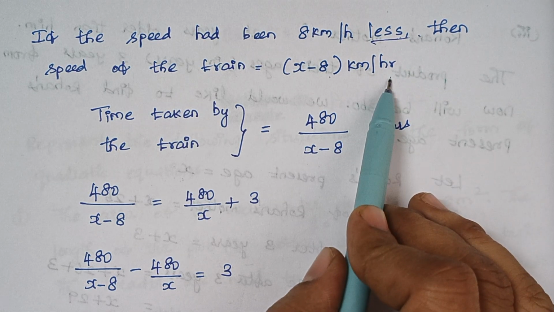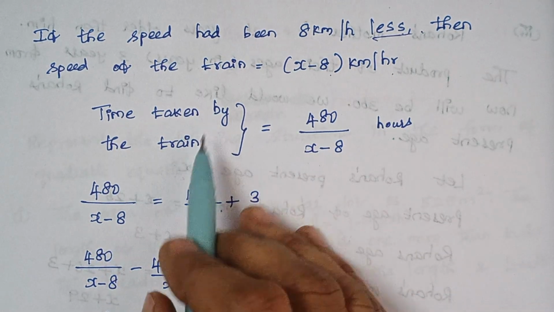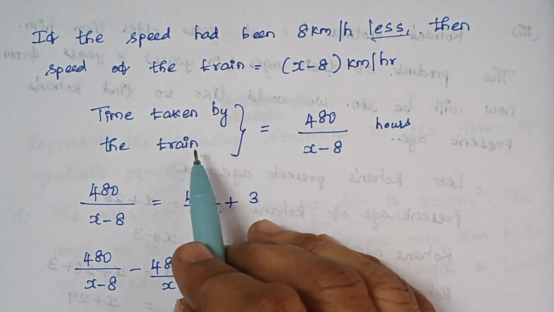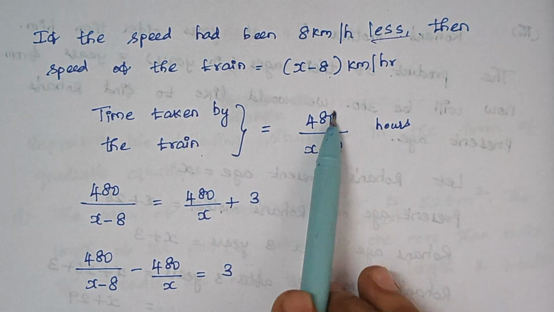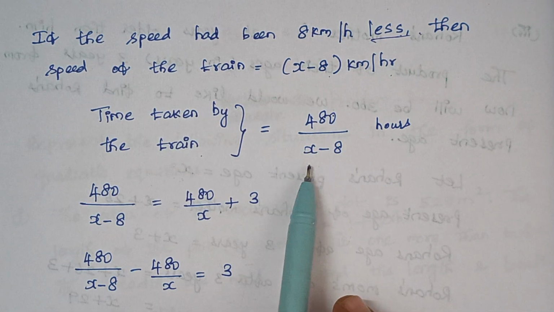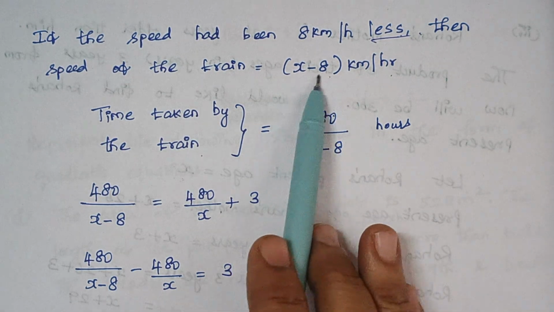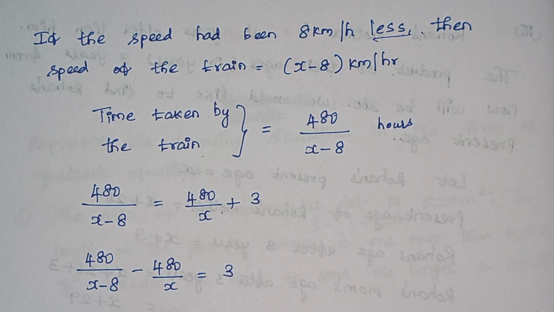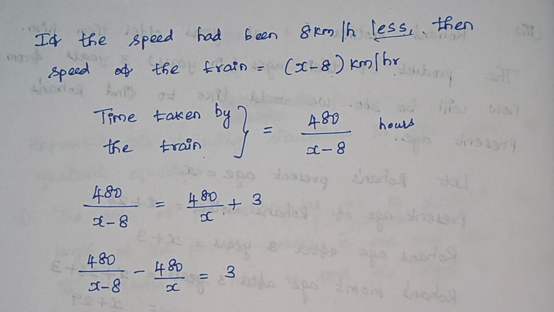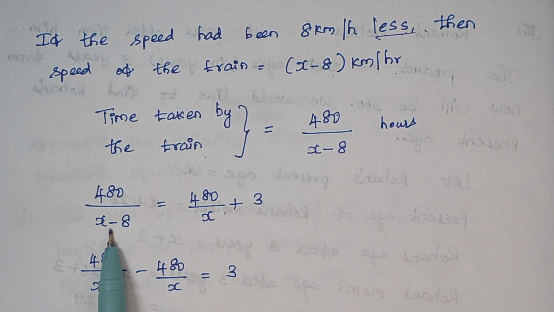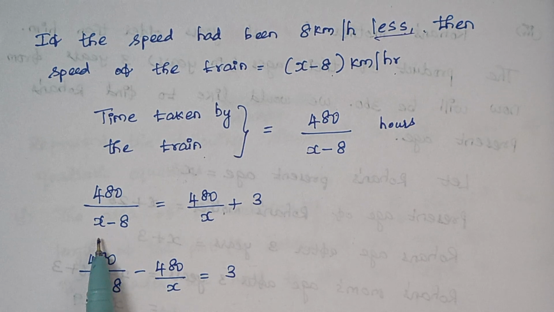Can you understand? Now, the time taken is again given by the same distance, right? So, time taken by the train is given by distance by speed. So, the distance remains the same, 480. And now the speed is decreased, therefore decreased by this value. So, x minus 8. So, according to the given statement, when the speed is decreased by 8 km per hour, then the time taken gets increased by 3 hours, right?